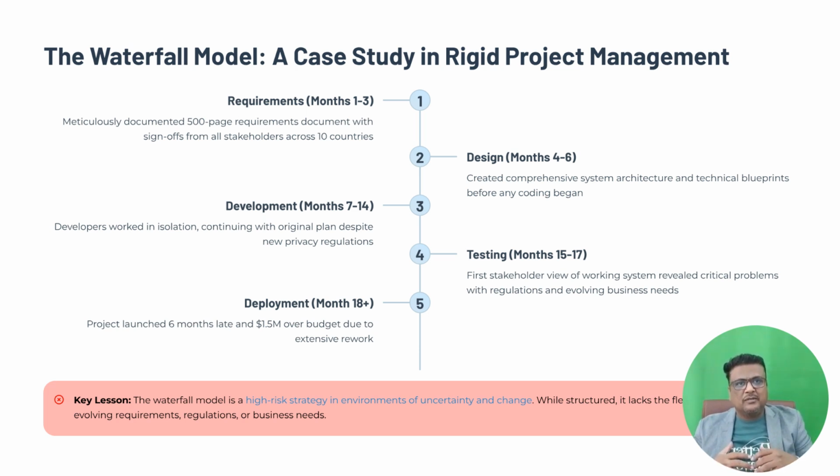So we conclude, the Global Connect project teaches us a vital lesson. The waterfall model is a high-risk strategy in an environment of uncertainty and change. For projects where requirements are unstable, technology is new, or customer feedback is crucial, a more iterative or agile approach would be far more suitable. While waterfall has its place in certain highly predictable industries, we must be aware of its limitations and choose our project management methodology with careful consideration.